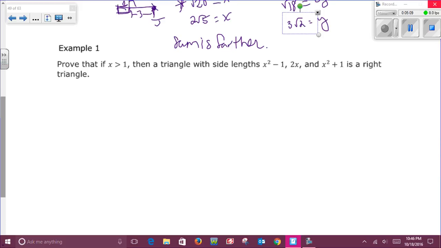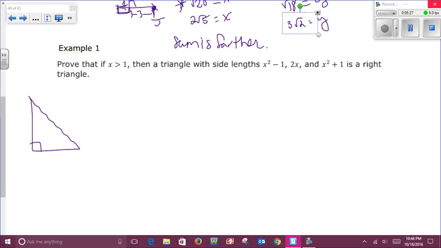Prove that if x is greater than 1, then a triangle with the side lengths of x squared minus 1, 2x, and x squared plus 1 is a right triangle. Well, let's draw a picture. It's a beautiful wavy side of a triangle.